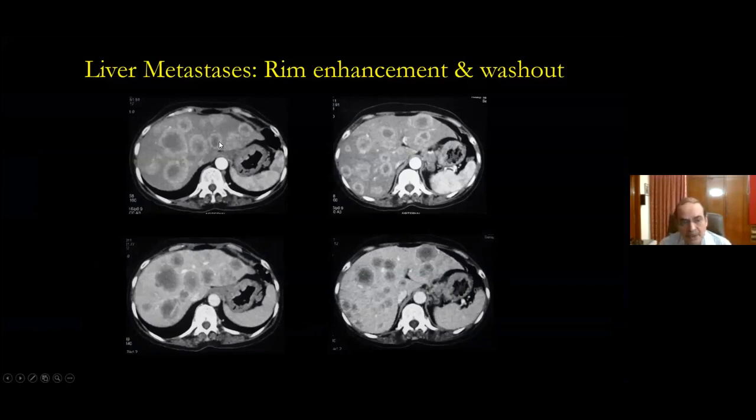Metastatic deposits are most often multiple. They show you rim enhancement. They are multifocal lesions, and they show you washout, which is peripheral. So the features of metastatic deposits would be multiple lesions, usually showing peripheral enhancement and peripheral washout, right? So this is again different from HCC, even from a multifocal HCC, which typically shows you non-rim enhancement and non-peripheral washout. So these are important findings.